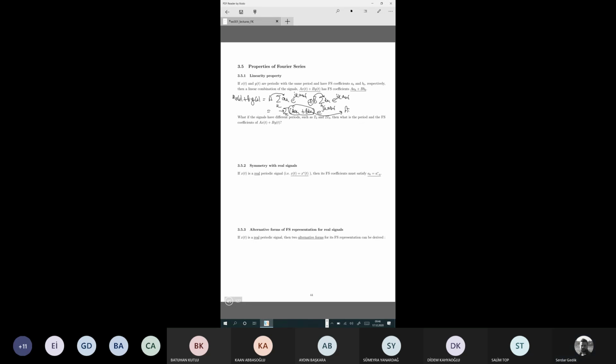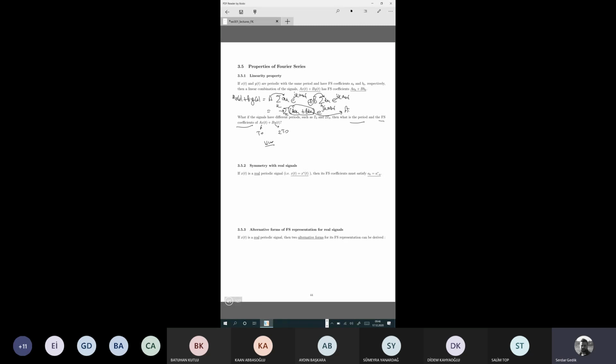So that's it. Well, what if the signals have different periods, such as T_0 and 2 times T_0? Then, of course, you have, again, a periodic signal. And then what's the period? And how can you find the Fourier series coefficients of a times x(t) plus b times y(t)? So this is periodic with T_0. This is periodic with 2T_0. Then what happens if you sum them? What's the period of the new signal? And how can you obtain the Fourier series coefficients? Well, this is for sure your homework. So please try this at home and be sure that you can find a solution for this.